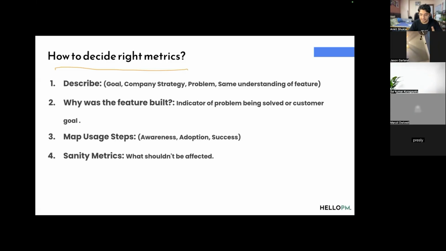The first thing that you need to do is understand the feature. If someone asks you what metrics you will measure for this feature, the first question you need to ask is: what is the feature? What is the goal of the feature? What is the company strategy? What is the problem that is solved? You need to make sure that you and the other person are on the same page about the purpose of the product. That is step number one.